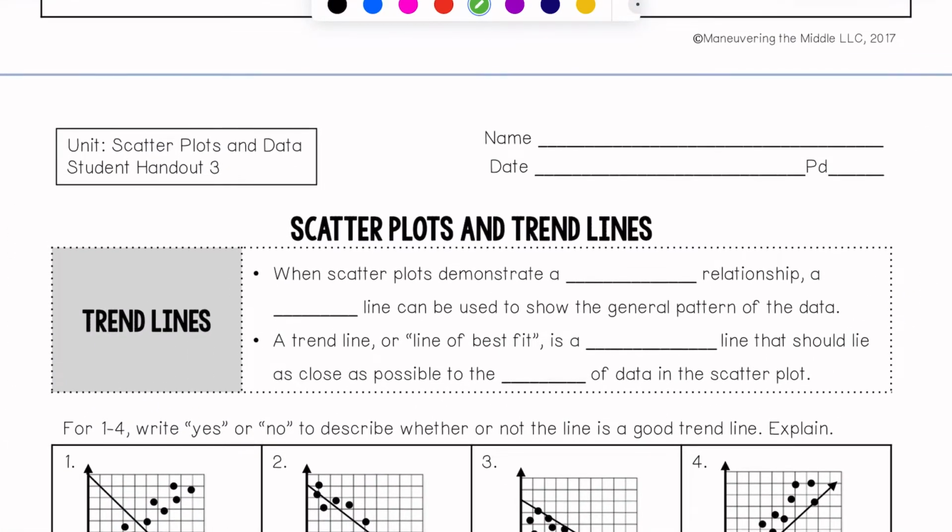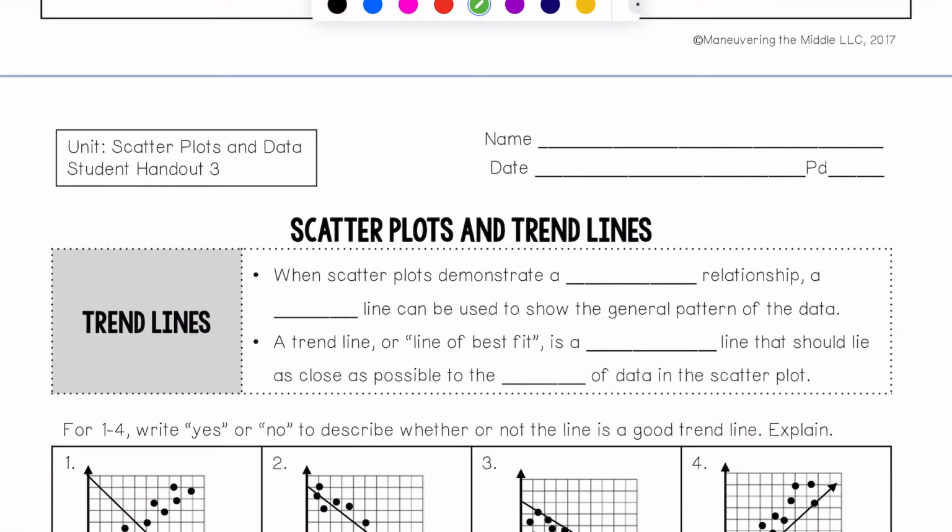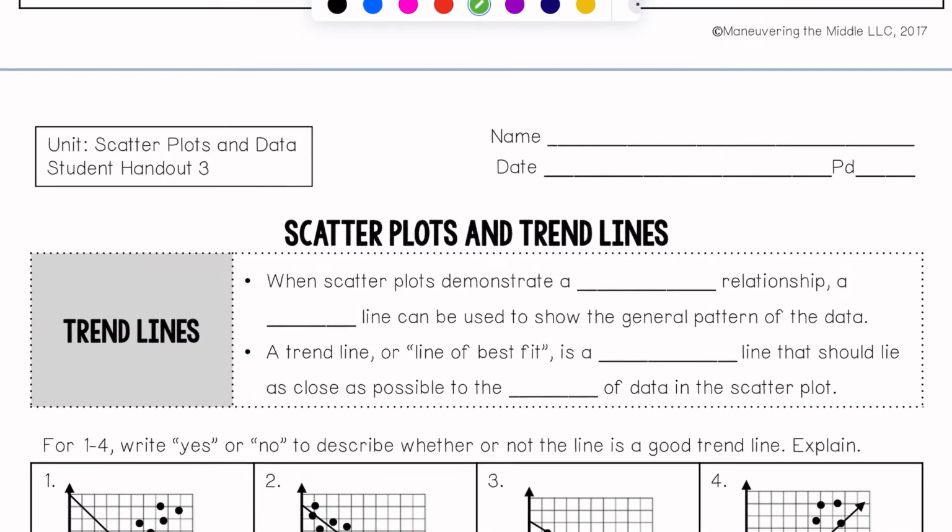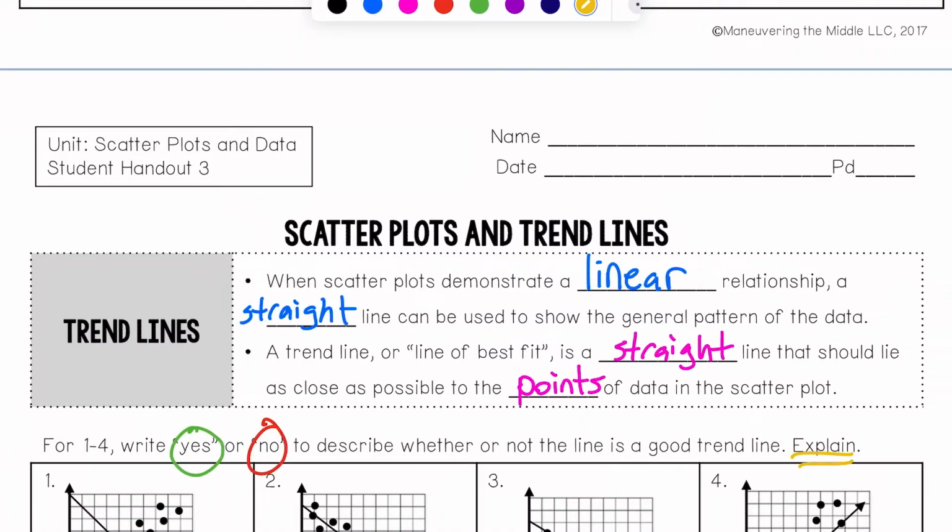Okay, for the third statistics lesson, we're still working with scatter plots, but now we're going to add something called a trend line to these scatter plots. When scatter plots demonstrate a linear relationship, a straight line can be used to show the general pattern of the data. A trend line, which we also call a line of best fit, is a straight line that should lie as close as possible to the points of data in the scatter plot.